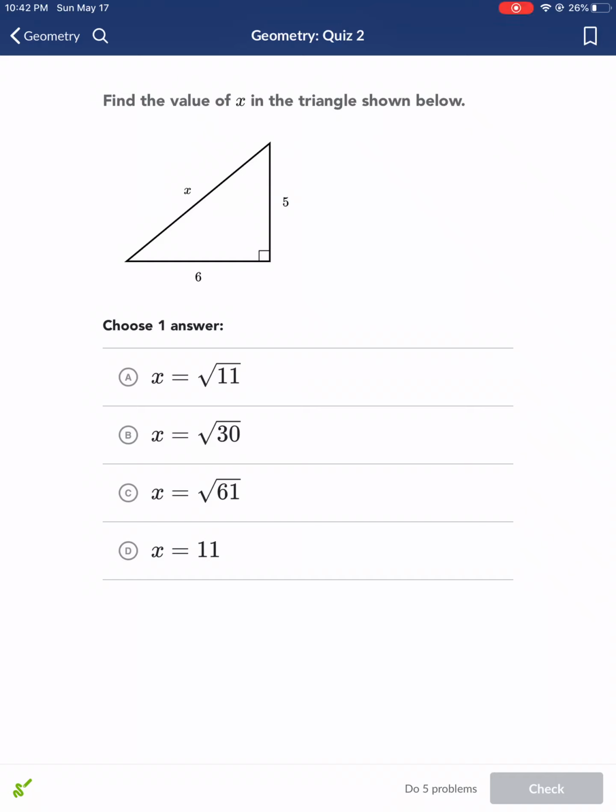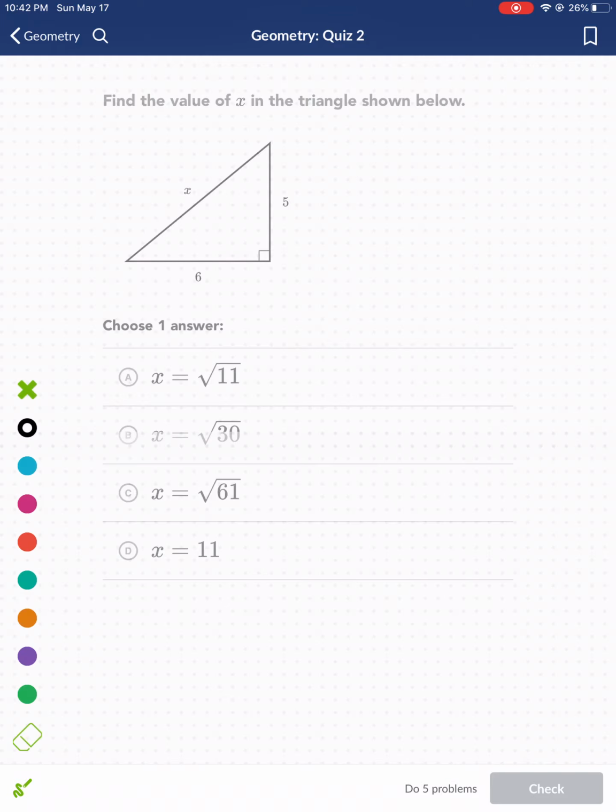All right, this quiz is going to give you different questions from each of the sections that we've completed this week.